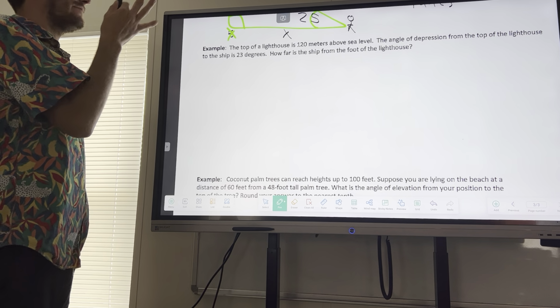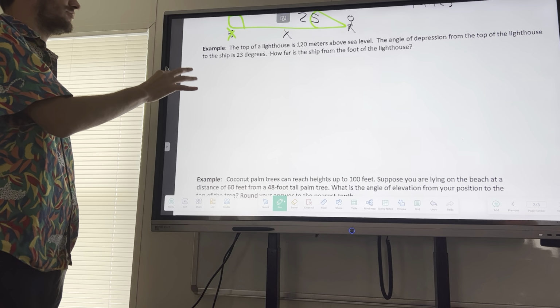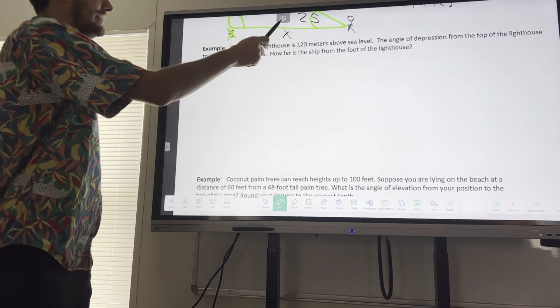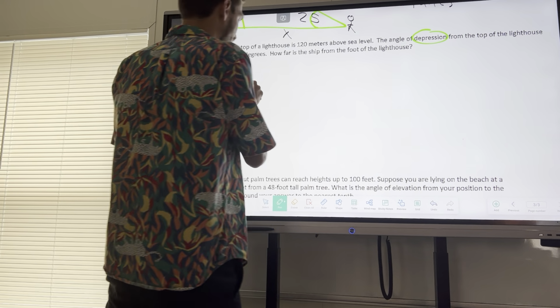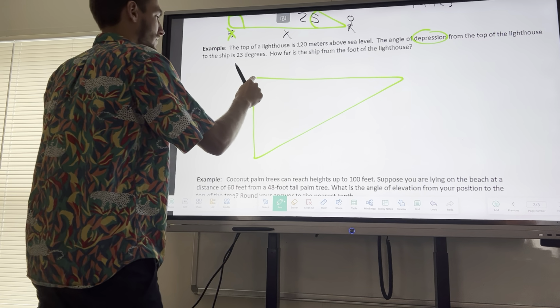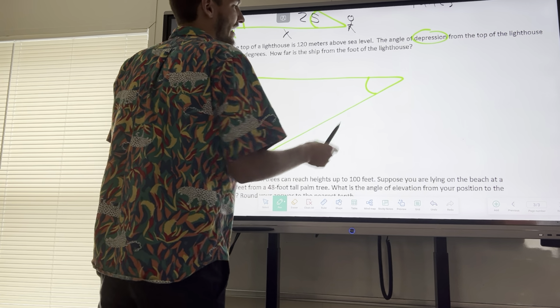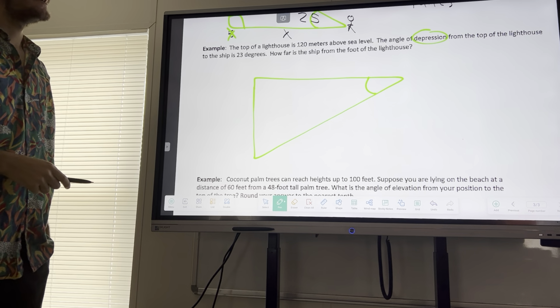I'm looking for elevation or depression, then I'm drawing a triangle. I see depression. So I'm gonna draw a triangle upside down that has that depression there.